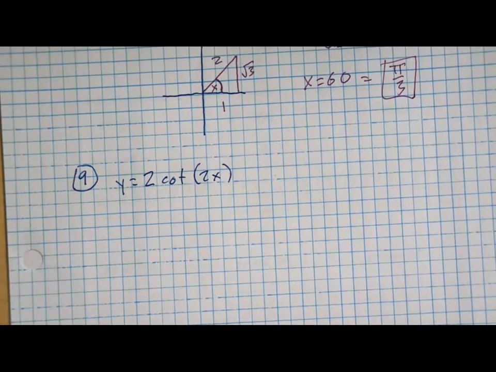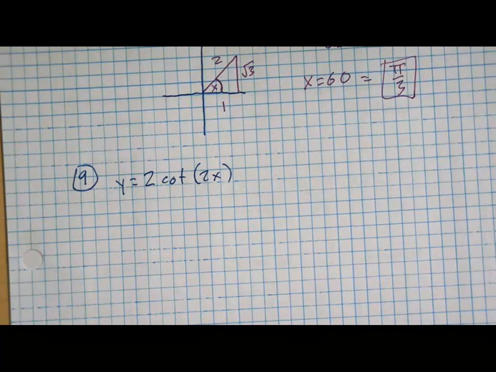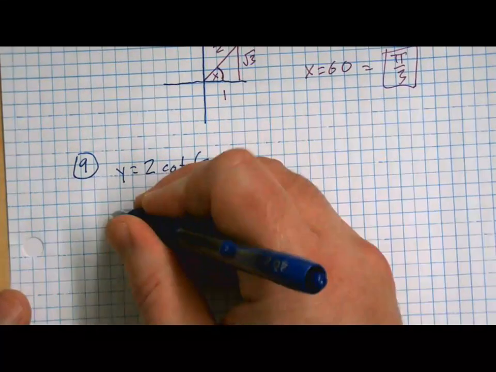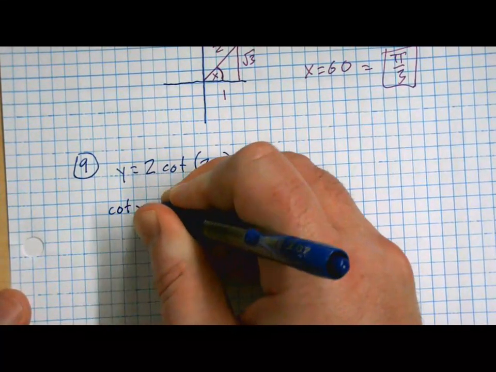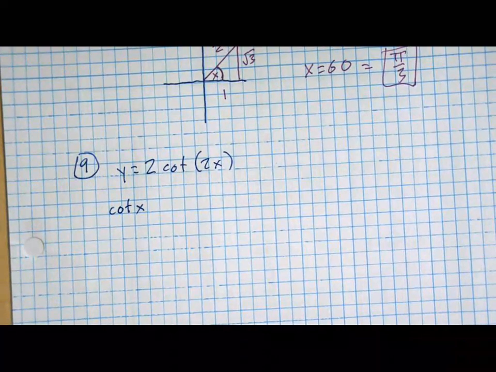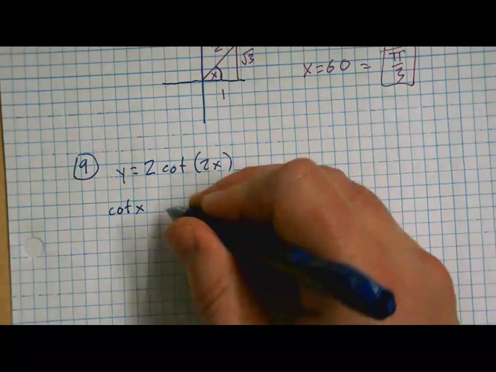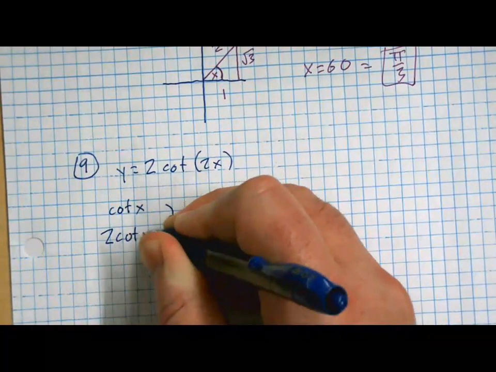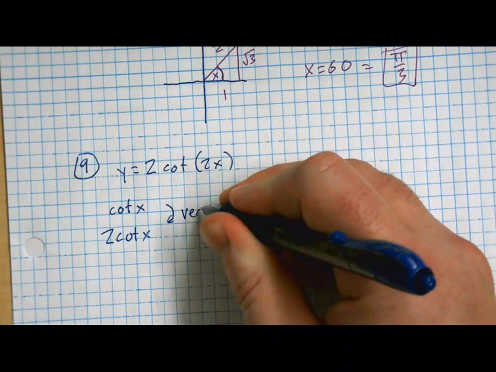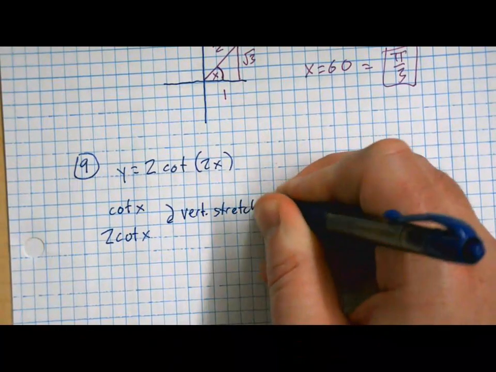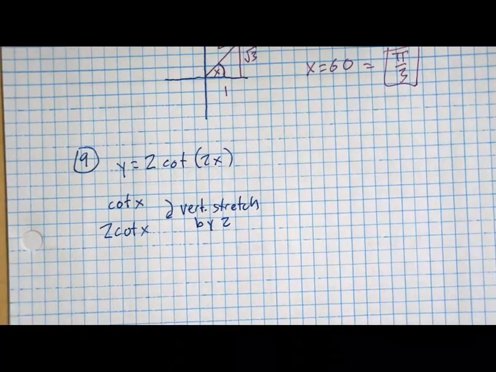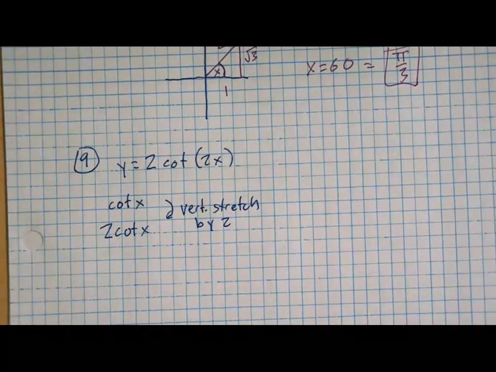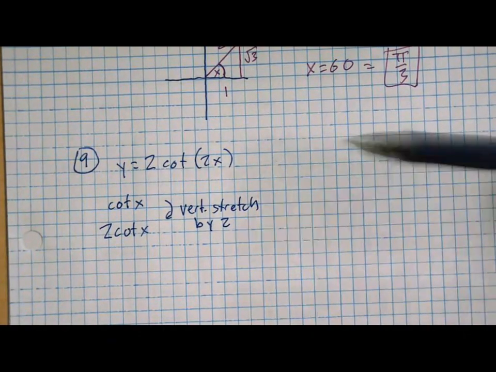All right. So what do we know? Well, if I'm gonna do my transformations now, my parent function would be just cotangent of x. And then we're going to do a couple transformations on it. I'm going to do my vertical stretch first. So this would be a vertical stretch by 2. Are we comfortable with that? We're multiplying on the outside. We multiply on the outside. We're either stretching or shrinking depending on whether that number is bigger or smaller than 1.